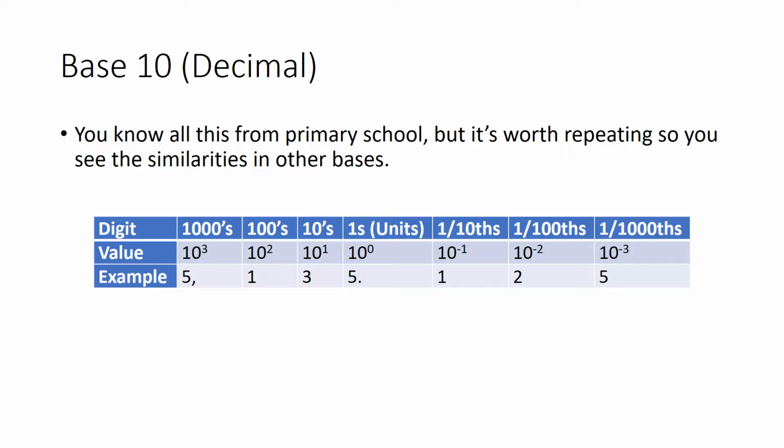So you've got an example there, 5135.125. That's why I showed you expanded form earlier. That's 5 thousands, 1 hundred, 3 tens, 5 units, 1 tenth, 2 hundredths, and 5 thousandths. You could write that in that long form if you really wanted to. You probably wouldn't want to in base 10, but you might want to do that in other bases.